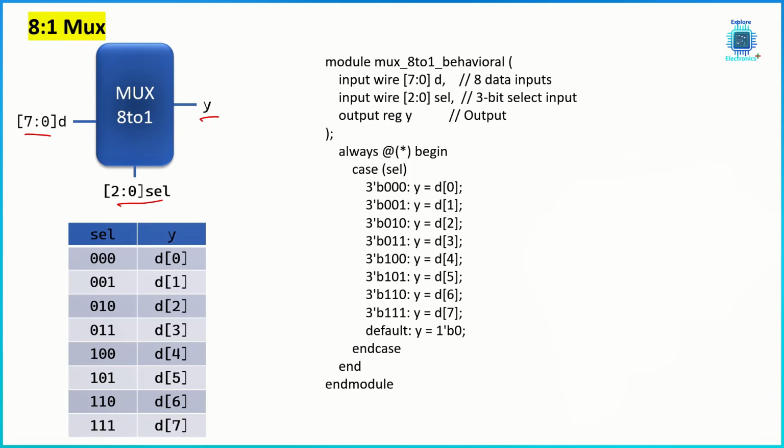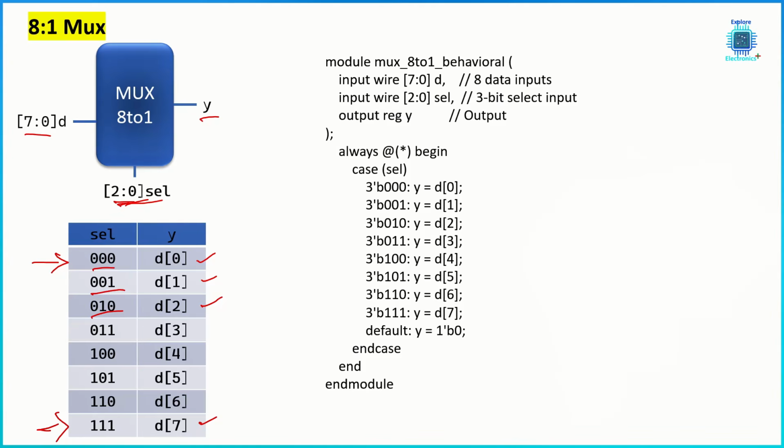So to choose those, we will have select lines. Since there are 8 inputs, we require a 3-bit select line. Select line values will go from 000 to 111. When the select line is 000, D0 will be selected as the output. Select line 001, D1 will be the output. Select line 010 means D of 2 will be the output. Similarly, it goes up to 111, D of 7.